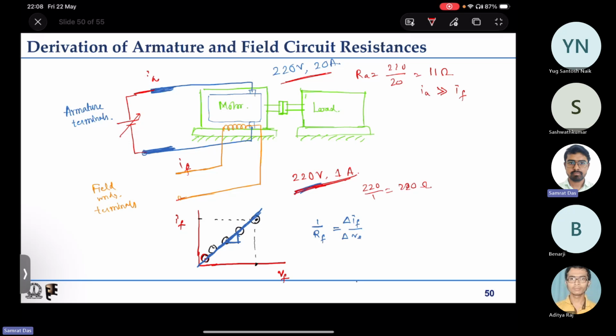So can we write 220 by 20 equal to 11 ohm? Also, when overload occurs, the current draw... Sir, when the motor is overloaded, it draws more than 20 amps. So in that case, the resistance will be less than 11 ohms. Forget about overloading, sir. We are not overloading the motor.